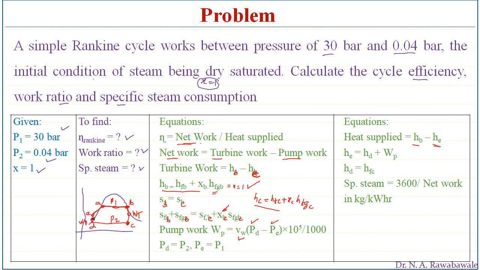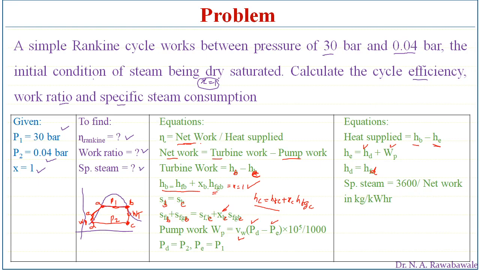HE, enthalpy at point E, is enthalpy at D plus pump work. Enthalpy at D can be obtained from steam table. HD is equal to HFC, so HD is nothing but HFD. So specific steam consumption is given by 3600 divided by net work done, in kg per kilowatt hour.